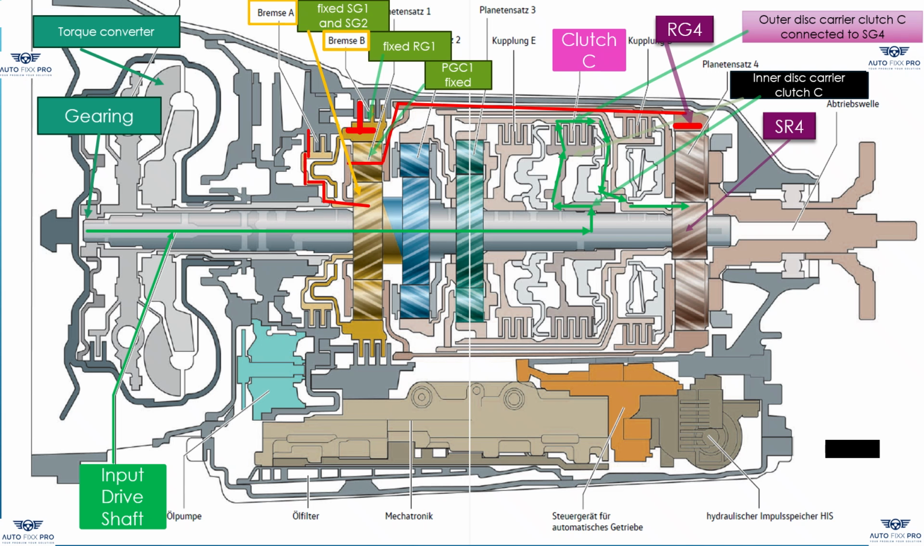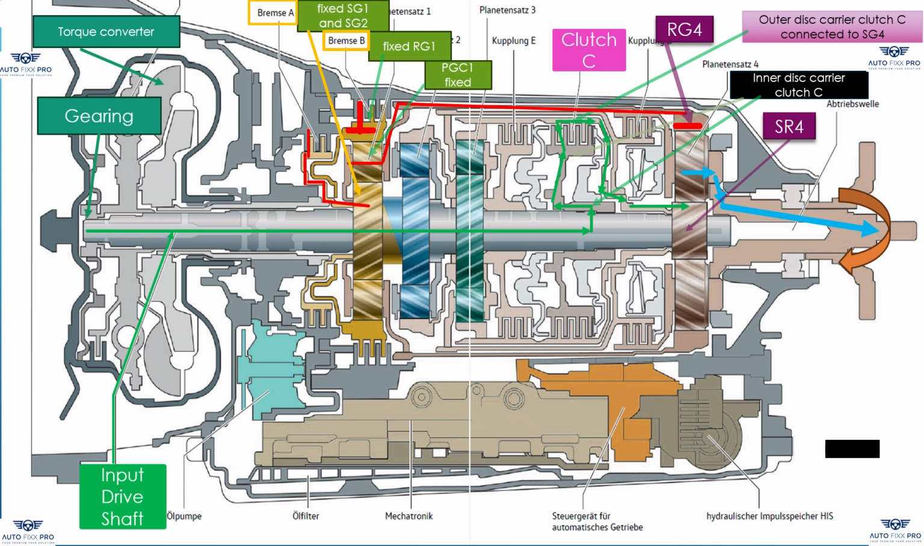The Sun Gear 4 thus drives the planetary gears in the 4 planetary gear set. The planetary gears roll on the fixed Ring Gear 4 and thus drive the Planetary Gear Carrier 4, which is connected to the output shaft, i.e., the transmission output shaft. The vehicle is driving in first gear.